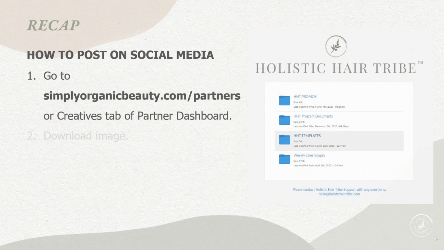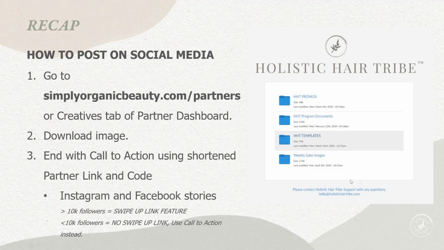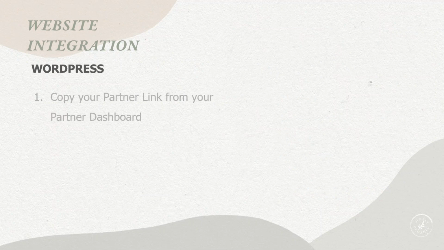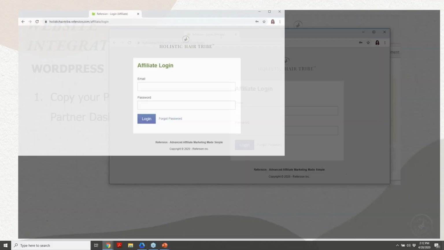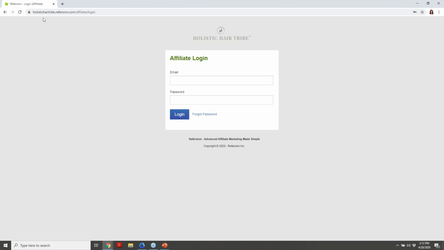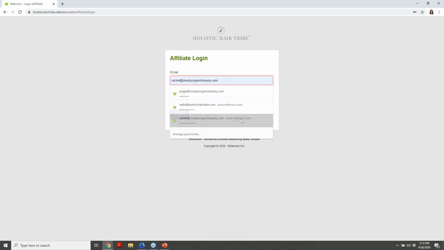Let me see. Okay. So yeah, this was that right here. And then I'm going to show you how to share your referral link too before we get into the website stuff. So you go to holisticcaretribe.refersion.com/affiliate.